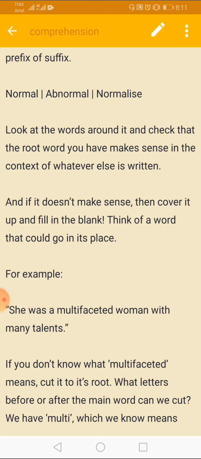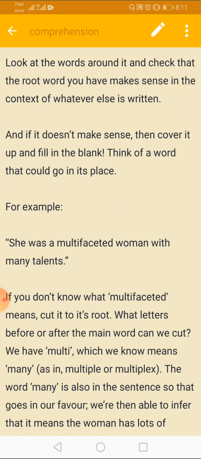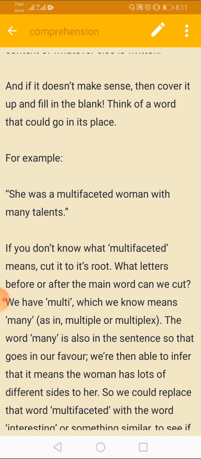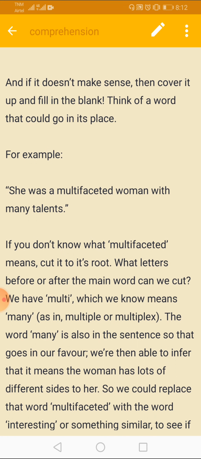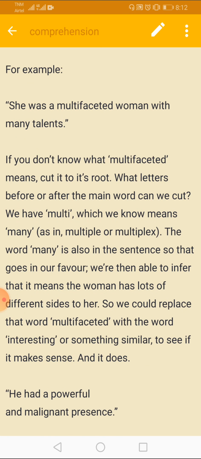Look at the words around it and check that the root you have makes sense in the context of whatever else is written. And if it doesn't make sense, then cover it up and fill in the blank. Think of a word that could go in its place. Okay, so cover it up and think of a word that could go in its place, in that context. And that word has to make sense in that context. For example, she was a multifaceted woman with many talents. If you don't know what multifaceted means, cut it to its roots.